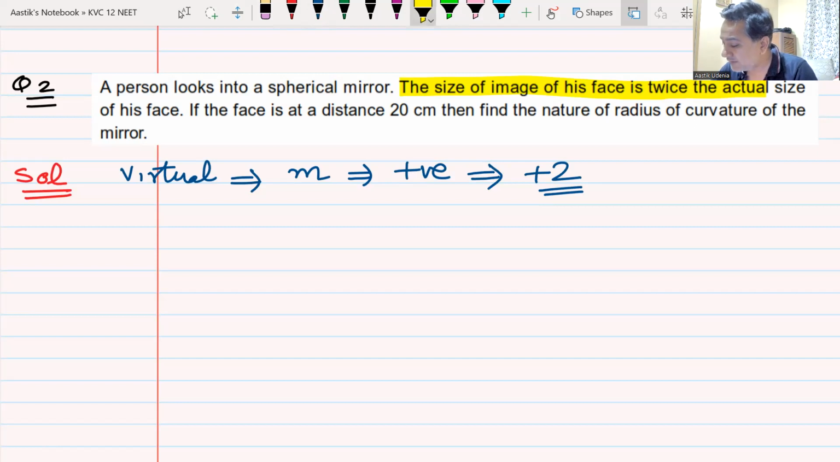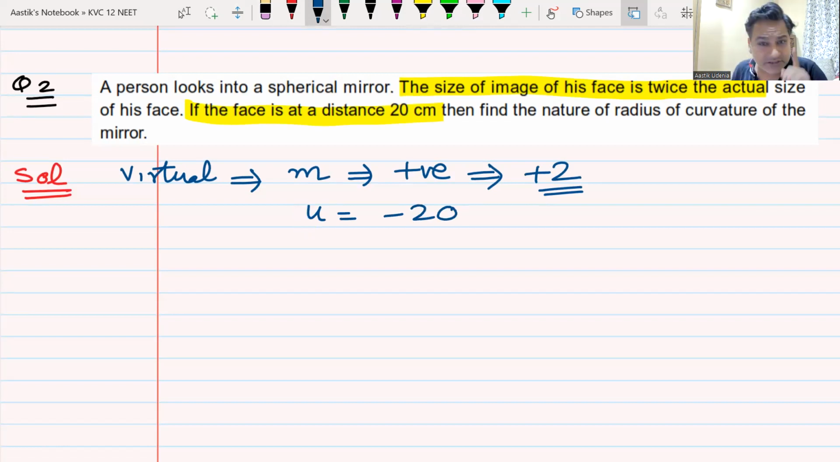And it is also given that the face is at a distance of 20 centimeters. So you also know the value of u, my dear friends. The value of u is given as -20. From there you can calculate the value of f. From there you can calculate the value of r. Please get me the value of f and r.